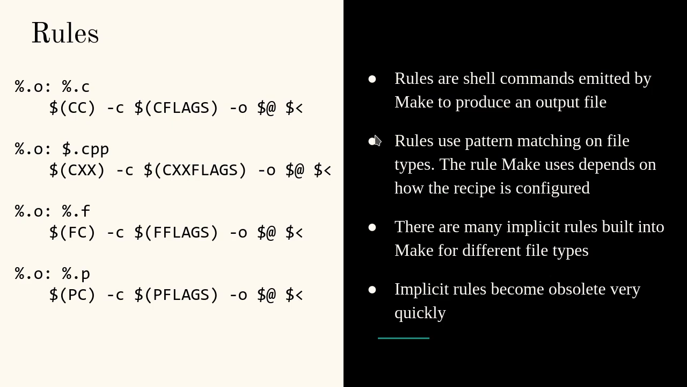So the implicit rules that are here get obsolete quickly, because as you'll see later, we're going to do automatic dependency detection, where it will only rebuild a file when that file is changed. You can't use the implicit rules, because then you have to pass more information into the compiler.